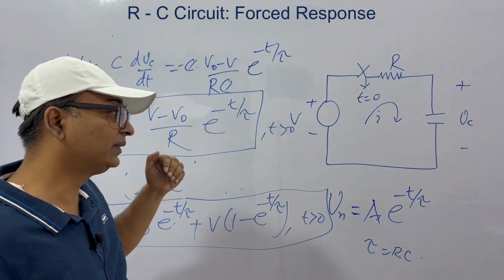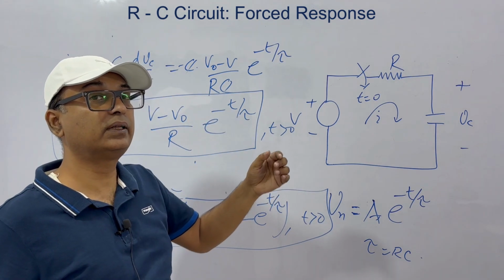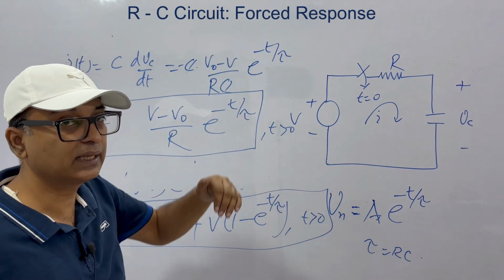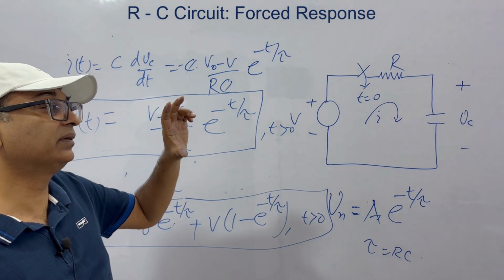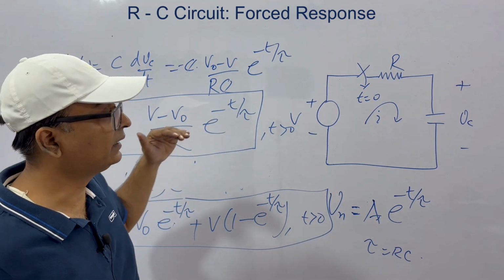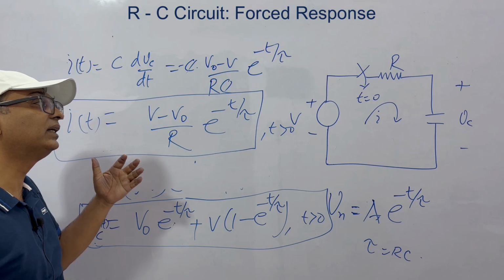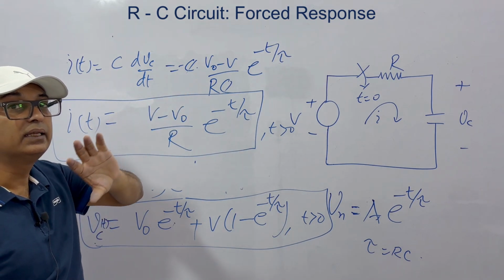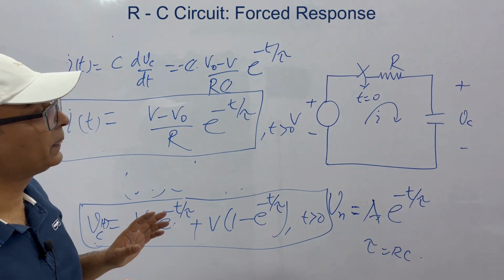So after some time, that is when you connect the switch, at t equal to infinity, the inductor behaves like a short circuit, and at t equal to 0 the inductor behaves as an open circuit, while for the capacitor it is reversed. At t equal to 0 it behaves as a short circuit, and at t equal to infinity it behaves as an open circuit. This you should keep in mind when you solve problems.